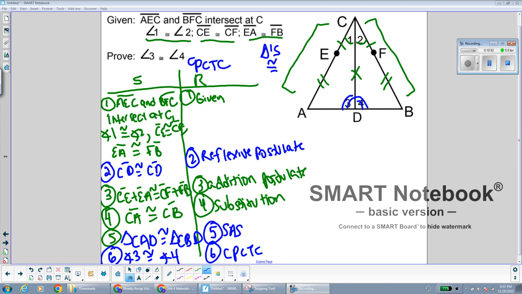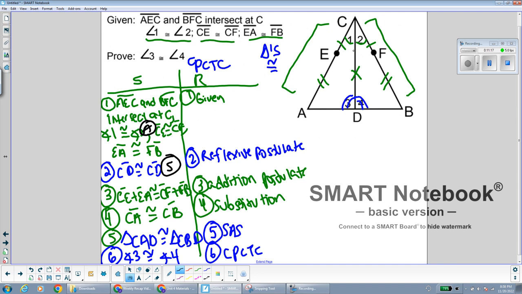Okay, so let's make sure that we have everything in our proof needed for SAS. From our givens, all we had was the pieces of the side, but we also had angle 1 and angle 2. So angle 1 and angle 2 were the angles that we were going to use for SAS. From the reflexive postulate, we had the shared side of the triangle CD congruent to itself, so that was one of the sides that we were using.